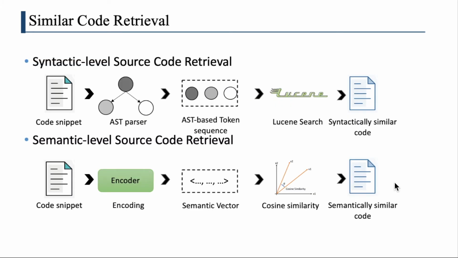There is a syntactic level and a semantic level retrieval. We represent the code as a token sequence and use Lucene to efficiently retrieve the most similar code from the training set. For the semantic level, we reuse the trained encoder and max pooling to obtain a single vector from the code. Then we compute the cosine similarity to retrieve another similar code from the training set.